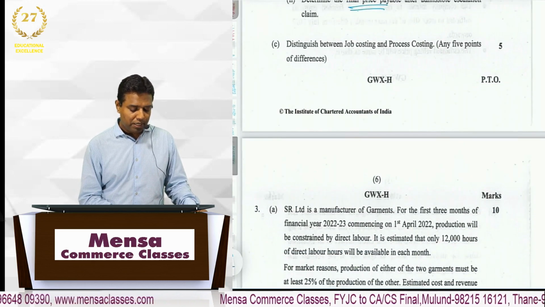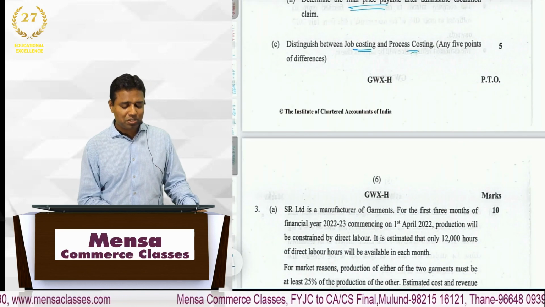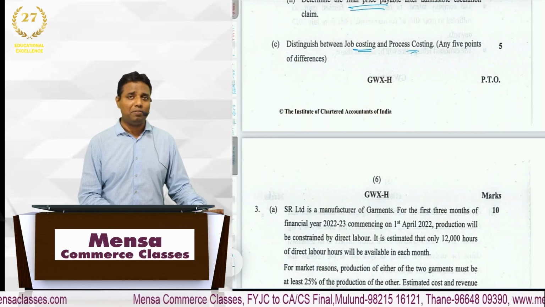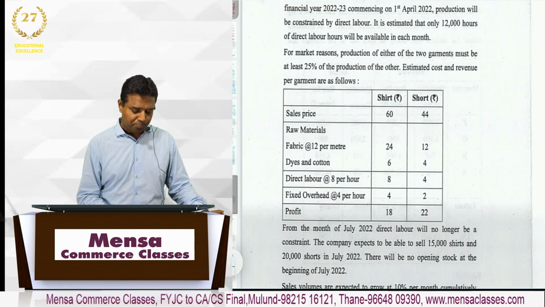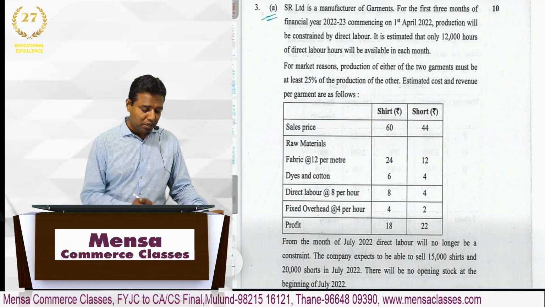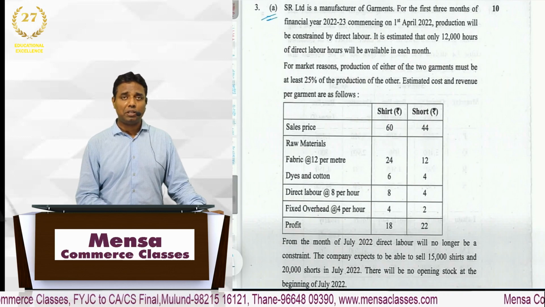Then next, distinguish between job costing and process costing, any 4 points of difference that is directly given in the module. So you can refer to that. Let's move on to the next one. That is your question number 3A. What exactly is asked in question 3A?